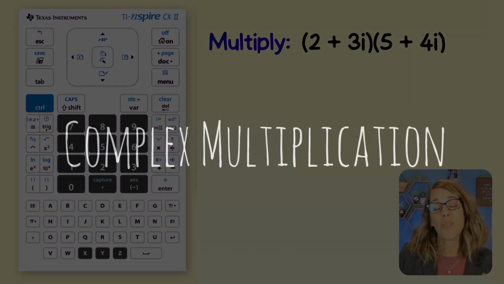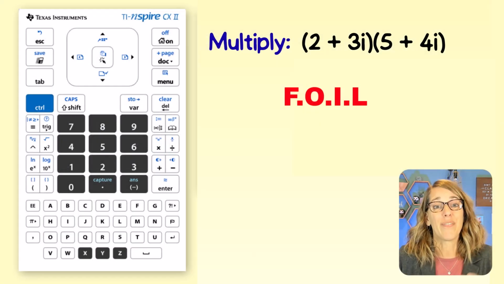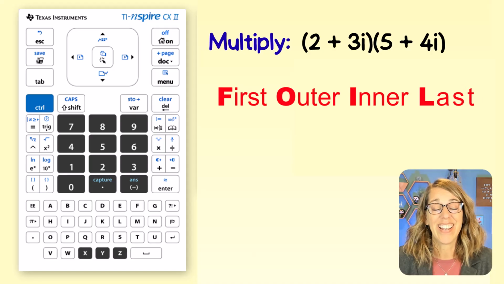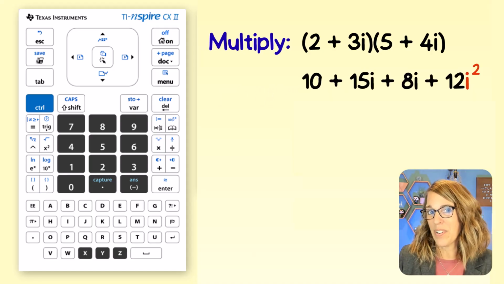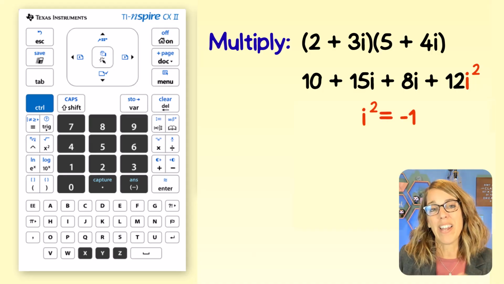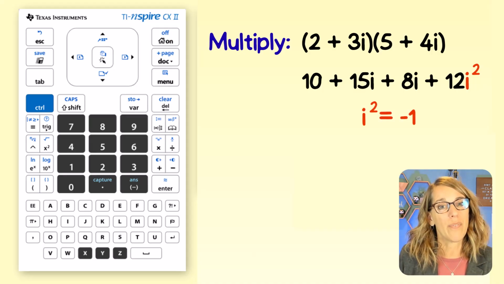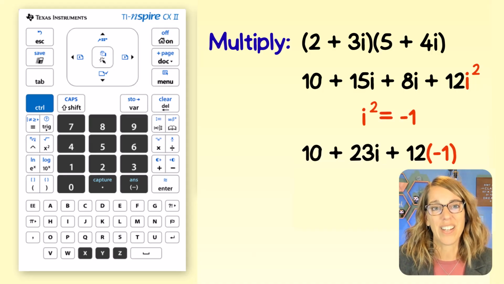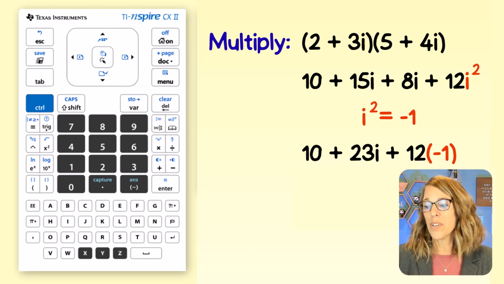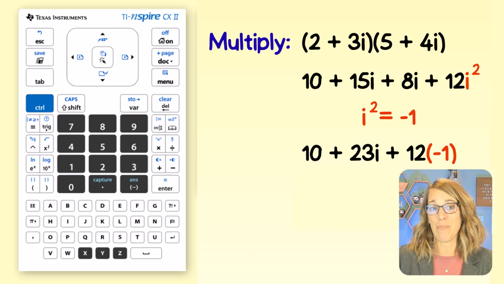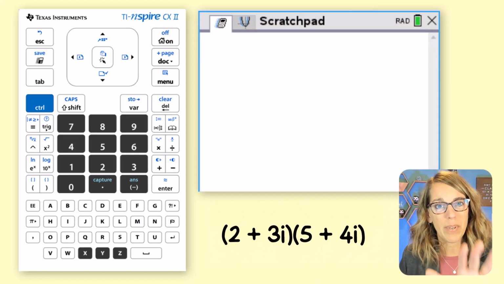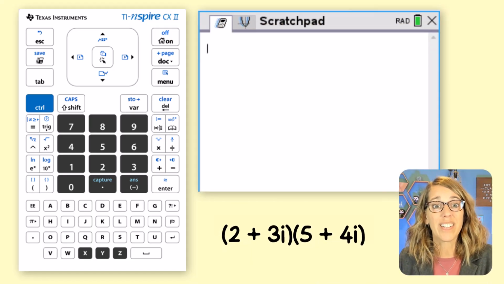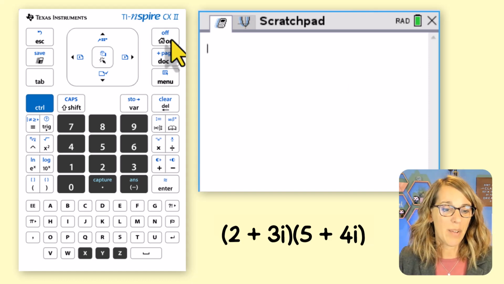Now with multiplication, we're going to do this like FOIL, first, outer, inner, last. And as we do that, we end up with these 4 terms. I've got an i squared there on the end, but i squared is equal to a -1. So I can replace the i squared with a -1. And then we combine our real parts and our imaginary parts, and we end up with -2 plus 23i. Now this one might be 100% worth it to do it with your calculator. Let's type this one in.